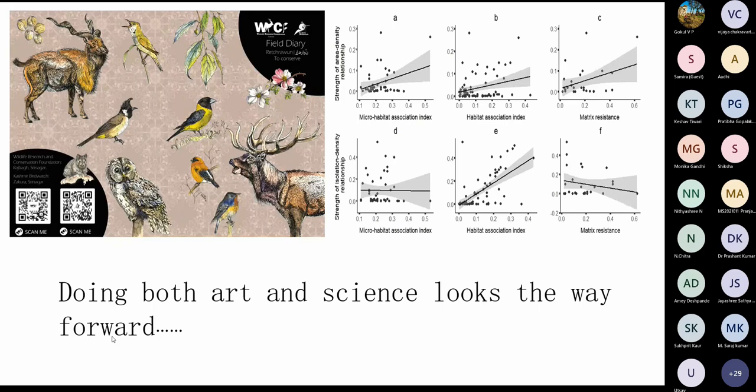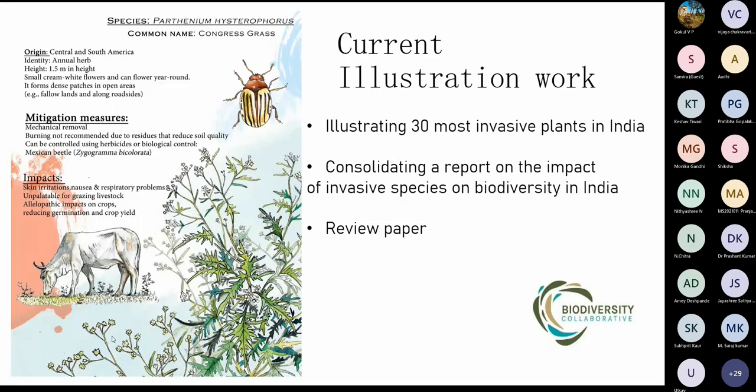For my current illustration work, I am illustrating the 30 most invasive plants in India, and we are consolidating a report on the impact of these invasive species on biodiversity in India. It will be published as a review paper, and also we are making these illustrated cards which depict the impacts of these invasive weeds on native flora and fauna, and also on humans, and some mitigation measures on how to control them.